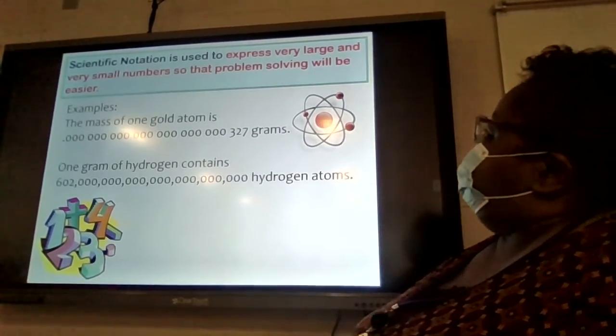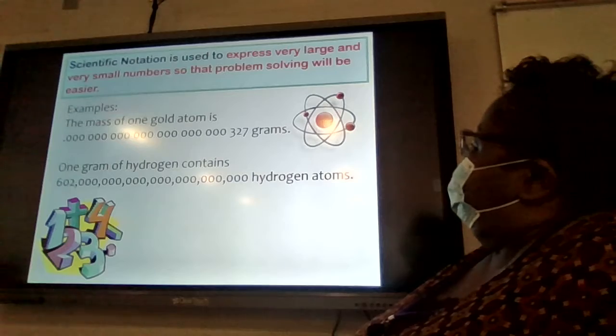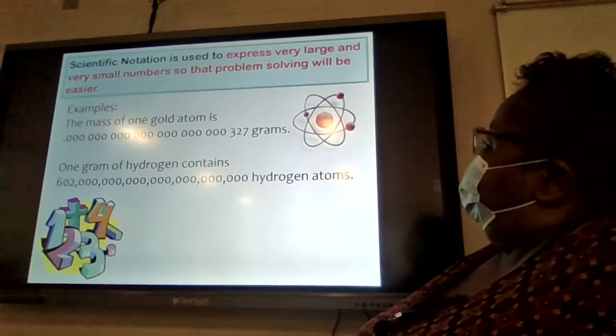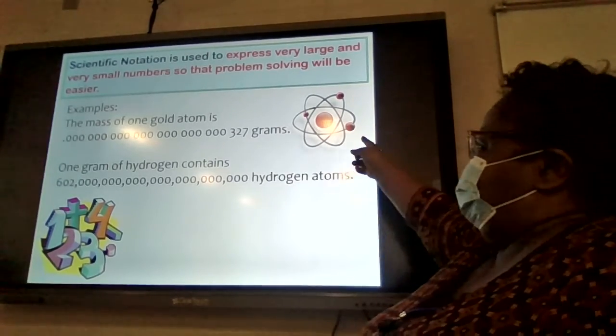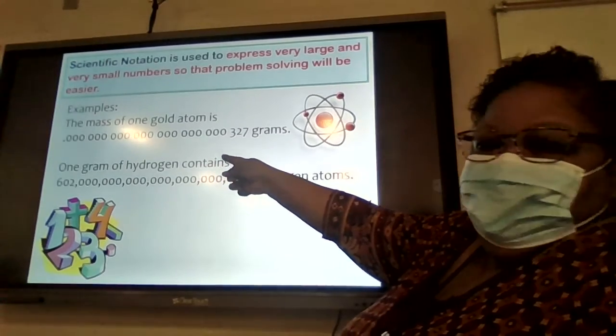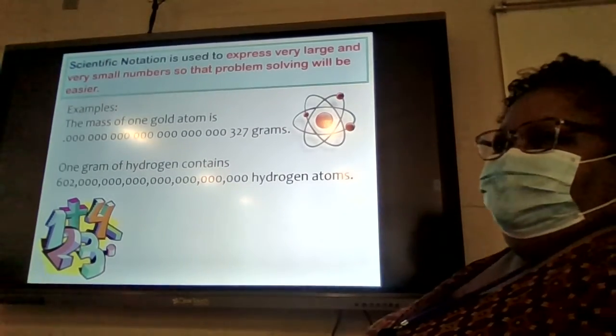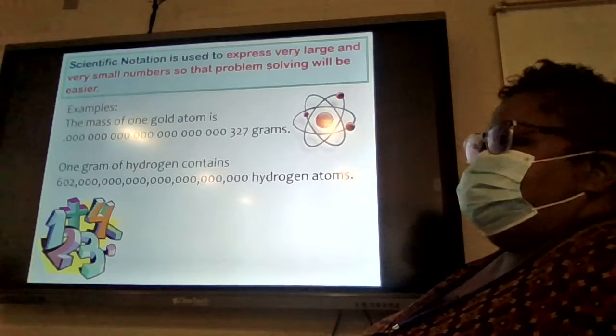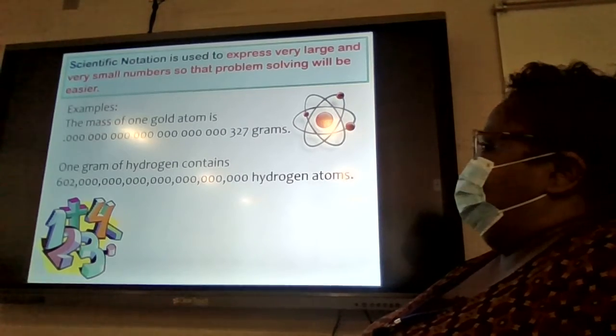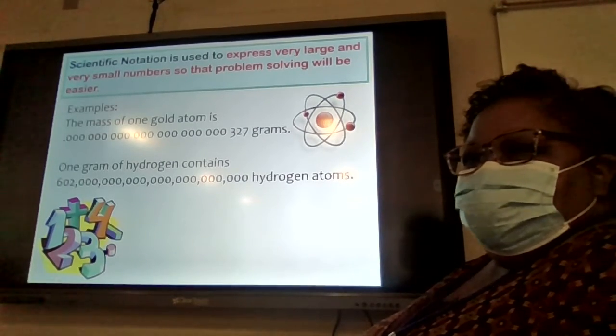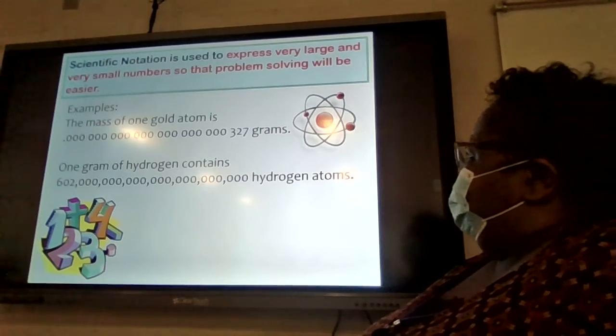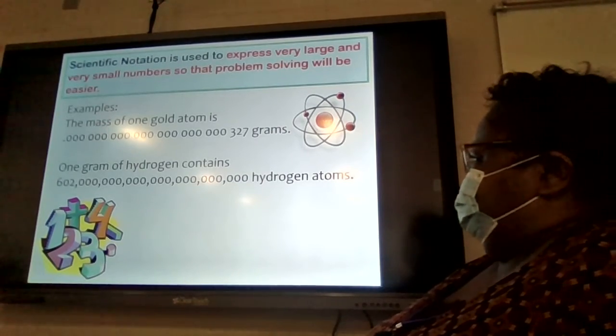Okay, so for example, the mass of one gold item is that many grams. You see what the decimal is and how many zeros we have? That's a very, very small number. And who would want to write that many zeros every time you had to write the mass of a gram of a gold atom?